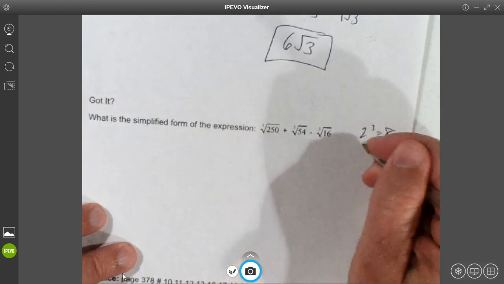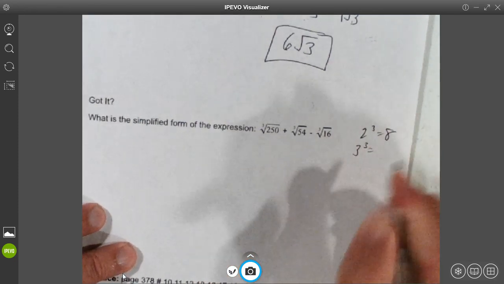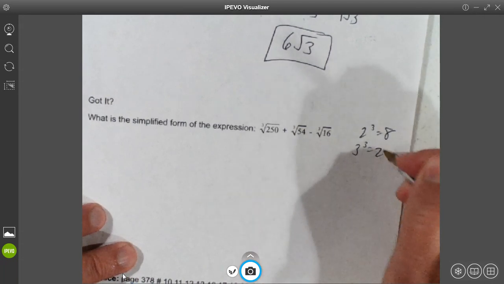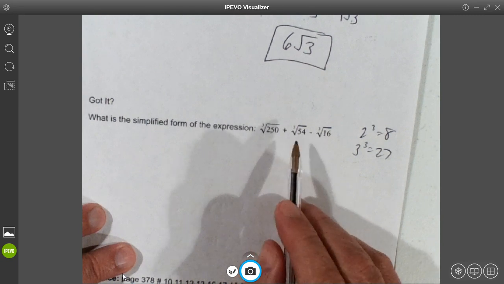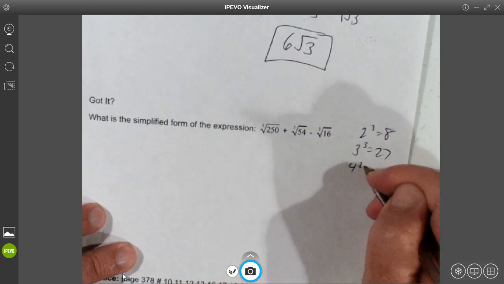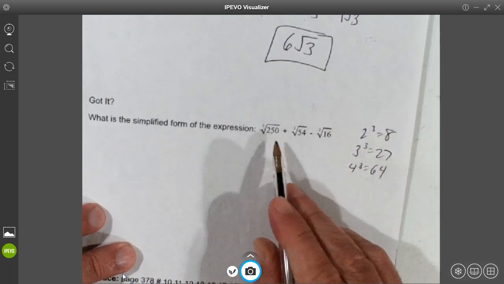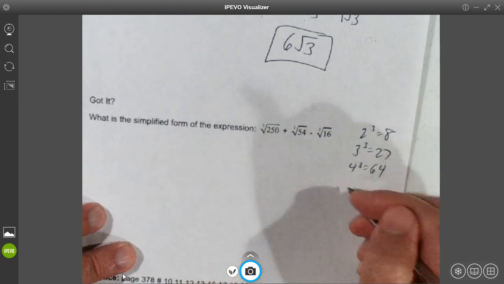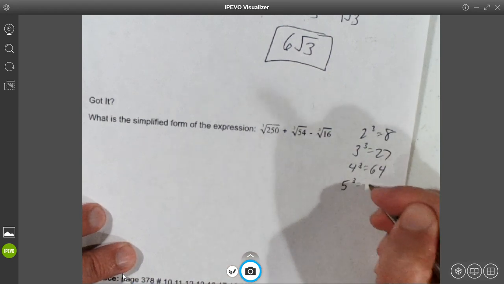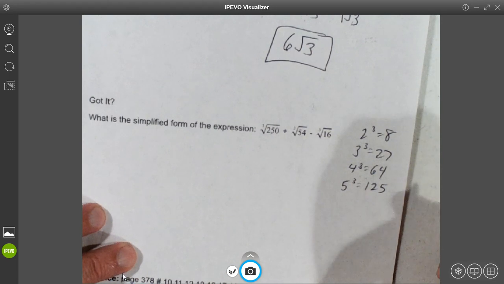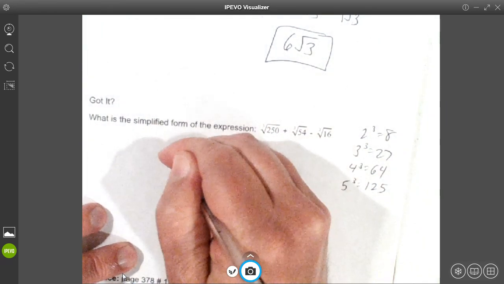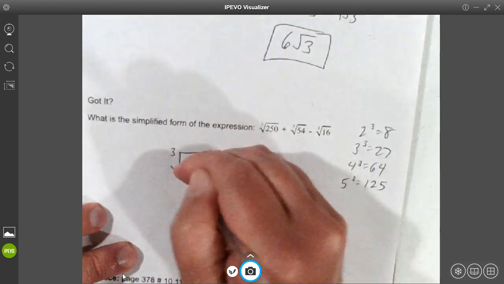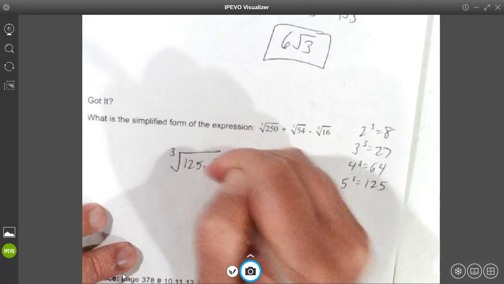All right. Let's look at the next one. 3 cubed is 3 times 3 times 3. That's 27. Will 27 go into 250? No. Let's see. All right. 4 cubed is 64. I don't think 64. Maybe this one can't be done. Let's check 5 cubed. 5 times 5 times 5. 125. All right. So I can write that. I'm going to write a little bit bigger out here. That's the cube root of 125 times 2.